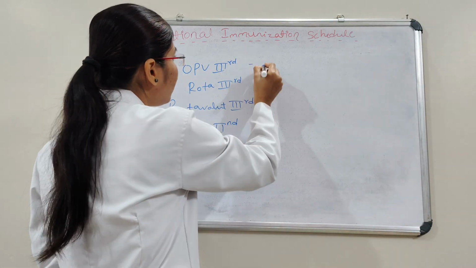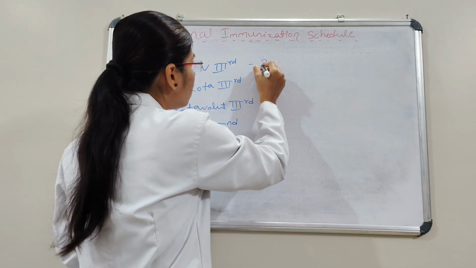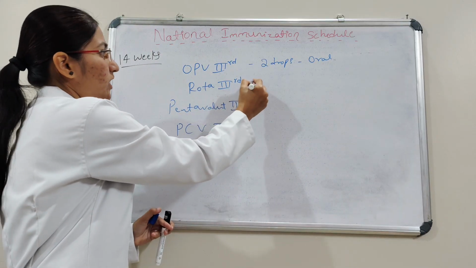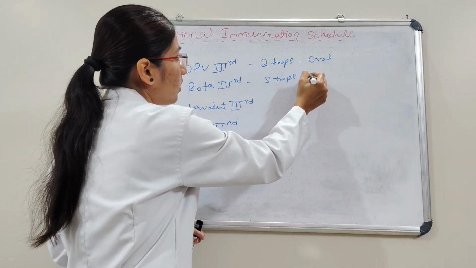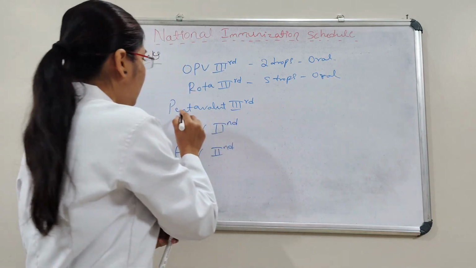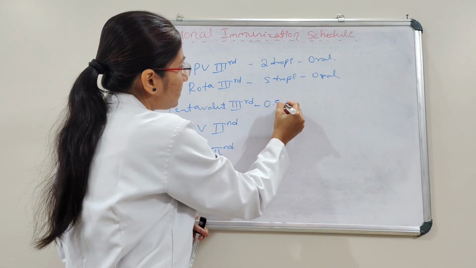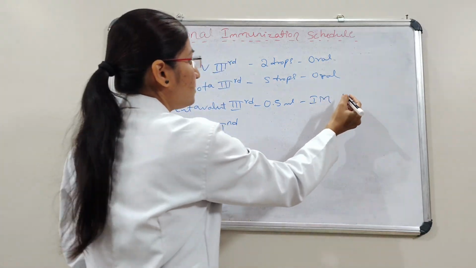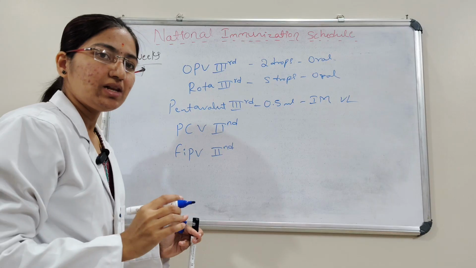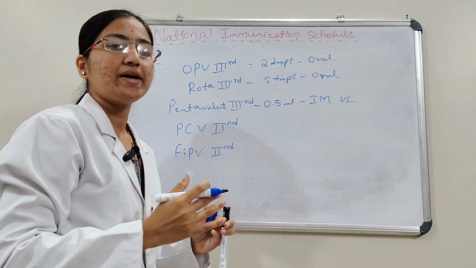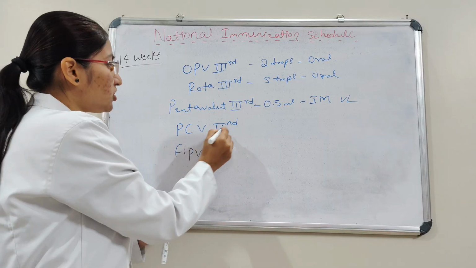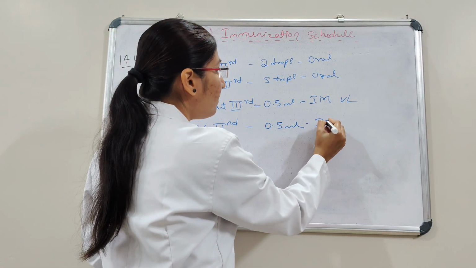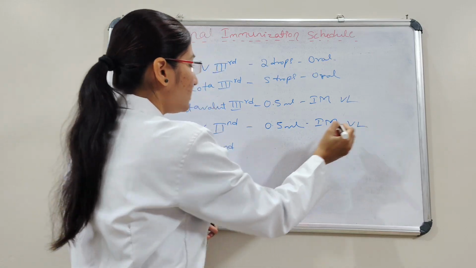Okay, here OPV, that is oral polio vaccine, 2 drops orally has to be given. Rota 5 drops orally, and then pentavalent here 0.5 ml, to the IM, intramuscular, in the vastus lateralis muscle, that is the anterolateral aspect of thigh, and then pneumococcal conjugated vaccine second dose, that is also dosage 0.5 ml, IM, has to be given in the vastus lateralis muscle.